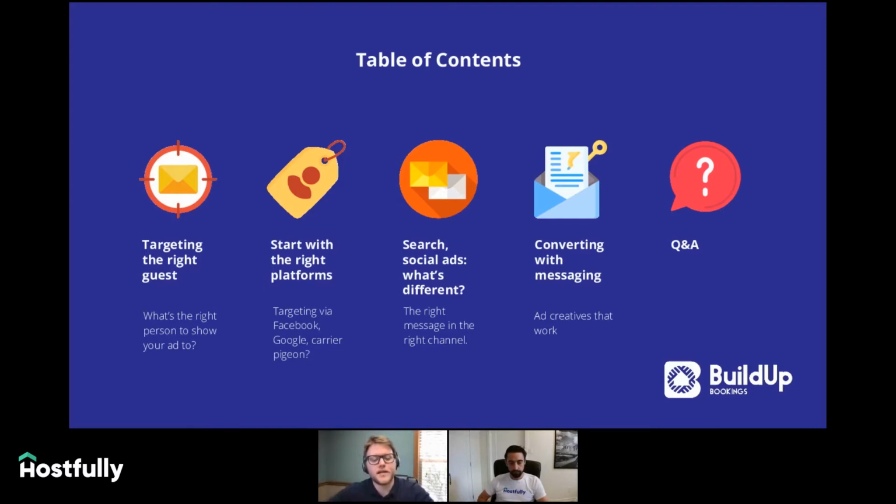But I would argue, and we're going to get into this more down the road, but I don't mind saying it twice, because it's critical to understand. In this third section, there's a tile that says search and social ads. What's different? The right message in the right channel is my subheading there. What that means is that you have to think about the context in which a user is on Facebook, a potential guest, let's call them. A potential guest is on Facebook, scrolling the feed, scrolling the feed, scrolling the feed.